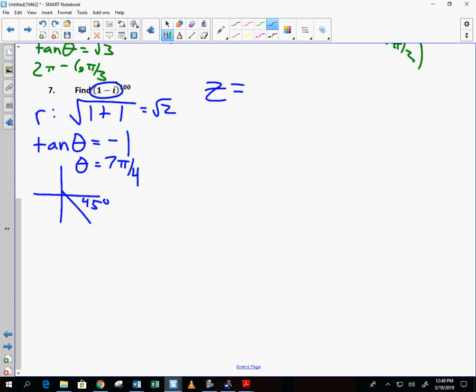Trigonometric form. Good. So z is root of 2 cosine of 7 pi over 4. Good work.